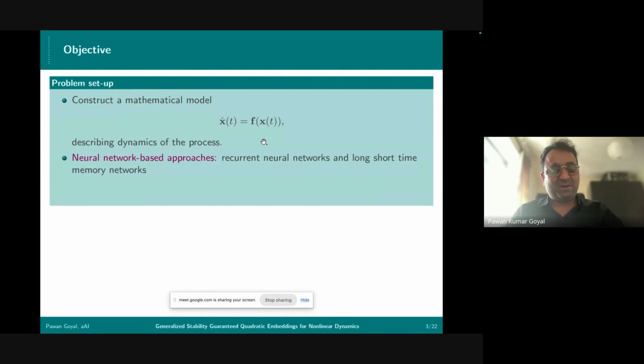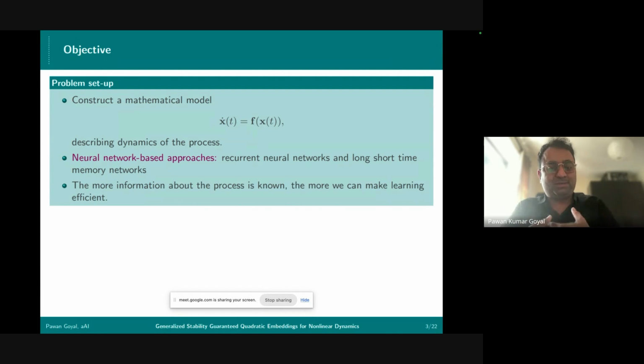As said, there are a lot of approaches being built in the neural network setting, LSTM, RNN, and neural ODE, which is picking up to learn dynamical systems. But the more information we have about the process, for example if we are working with chemical plants, then we know a lot of things about them, and we would like to make use of this information in the learning process, so that we can either work with limited data or make the whole learning process much more robust.